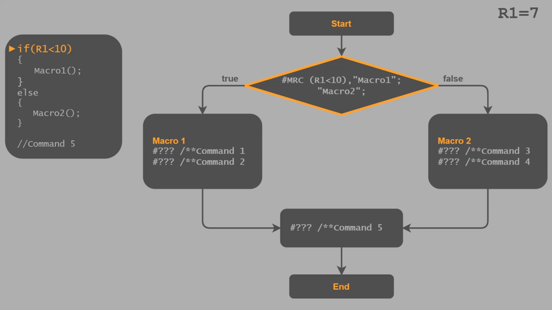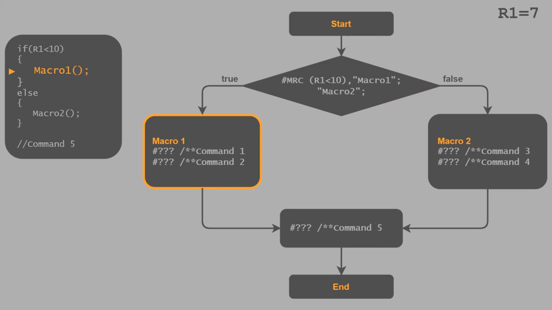As in the previous example, this command needs the condition for the case analysis first. The other two parameters are the macro to be called depending on the case analysis. If the condition is true, the first, in our case macro 1, otherwise the second macro is called. The register value R1 is 7, thus the condition that R1 must be less than 10 is fulfilled.